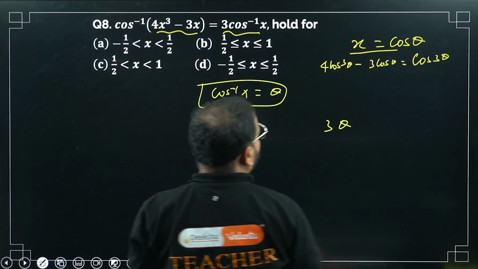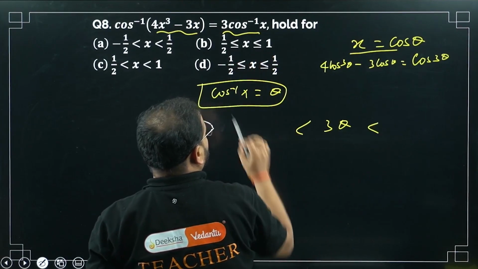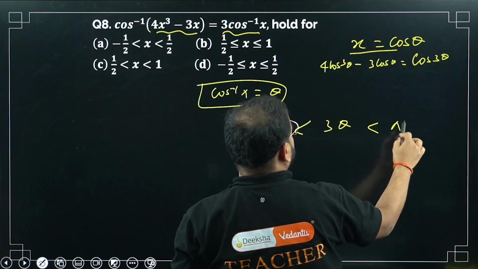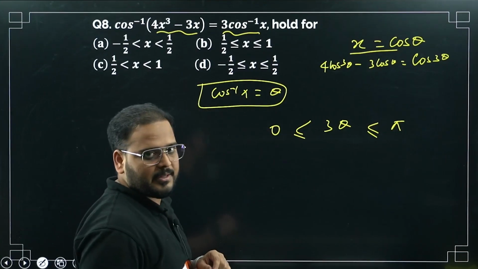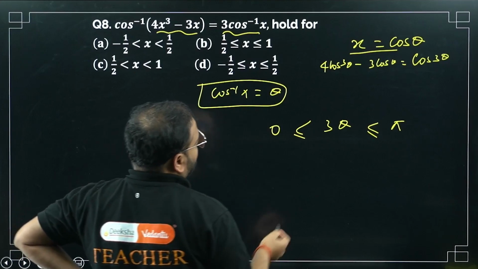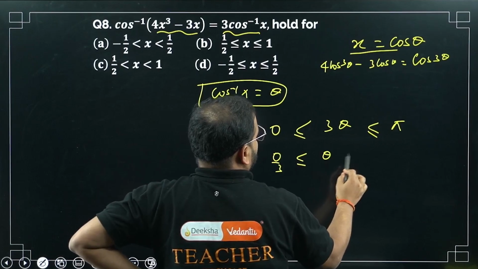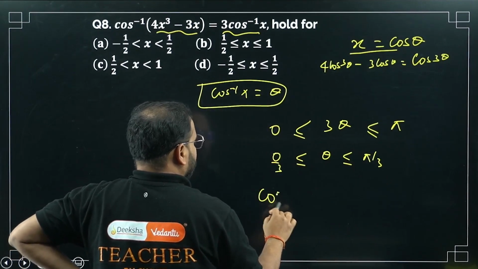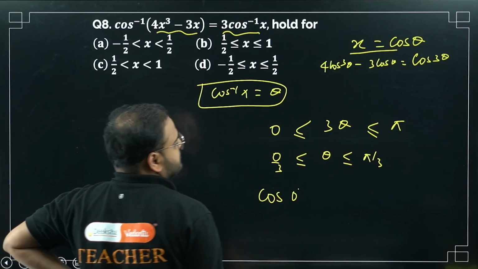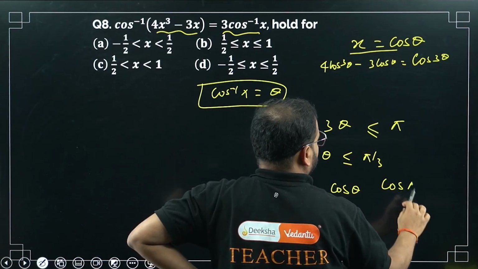So 3 theta will vary from where? What is the range for this whole thing? 0 to pi, right? For cos inverse, equality will be there. Now just take 3 on this side. So 0 by 3 first, theta, pi by 3. Now apply cos on all sides. So cos of 0 radians, cos theta, and cos of pi by 3.